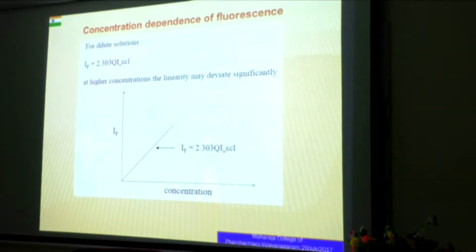Next slide. Whenever you want to use a luminescence technique, you need to select a proper concentration range. That is most important. If you select a different concentration range, you will not get reproducible results. You have to select a concentration range only from here to here, then you will get reproducible results, because several parameters are involved, interacting, and there are deviations, all kinds of things. So this is the tricky thing. At higher concentration, the linearity may deviate significantly. So you have to be careful in that. Next slide.